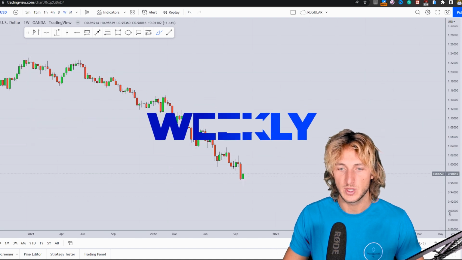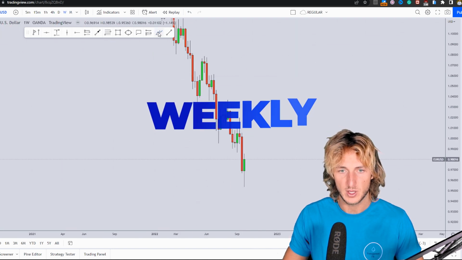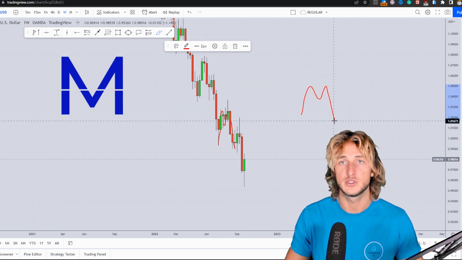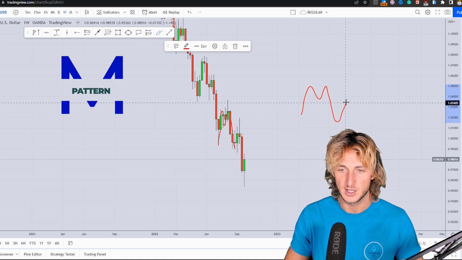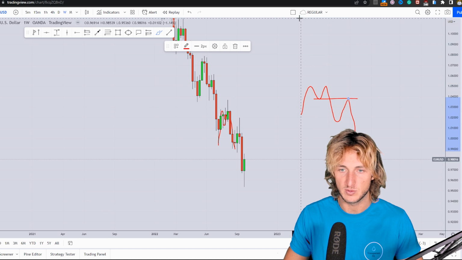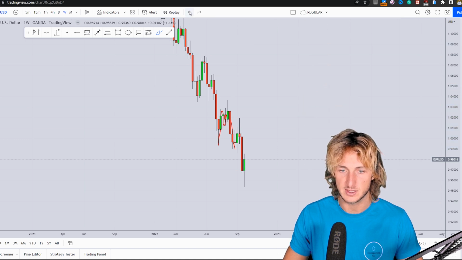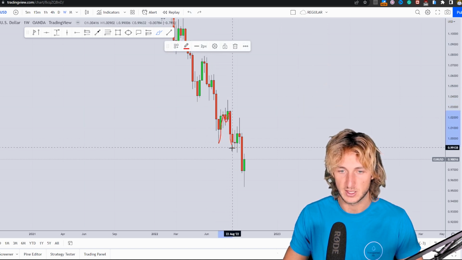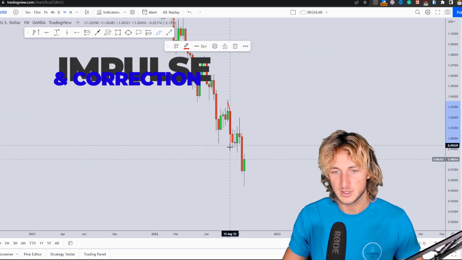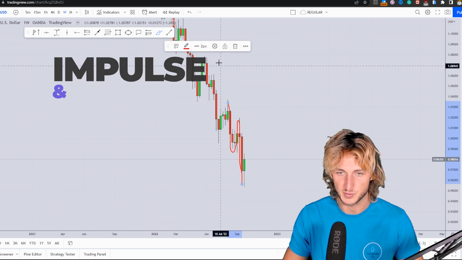Now, if we drop on the weekly, what do we see? From a weekly perspective, we had here the creation of an M pattern. In general, after the creation of an M pattern, what you would expect is for the market to create a move higher, complete the pattern at the neckline, and then create more bearish continuation, which is in fact exactly what the market did. First, we had the completion of the M pattern, and then we had the continuation to the downside to complete this impulse, correction and impulse pattern to the downside.